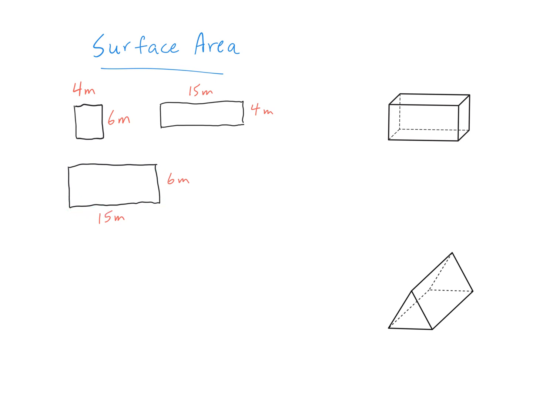So the area of this one is 24 meters squared. The area of this one is 60 meters squared. And the area of this one is 80 meters squared. Okay? So 3 rectangles, find the area, horizontal by vertical, and we get the areas, 24, 60, and 80. Now, surface area is when we're finding the area of a 3D shape, like these guys over here.